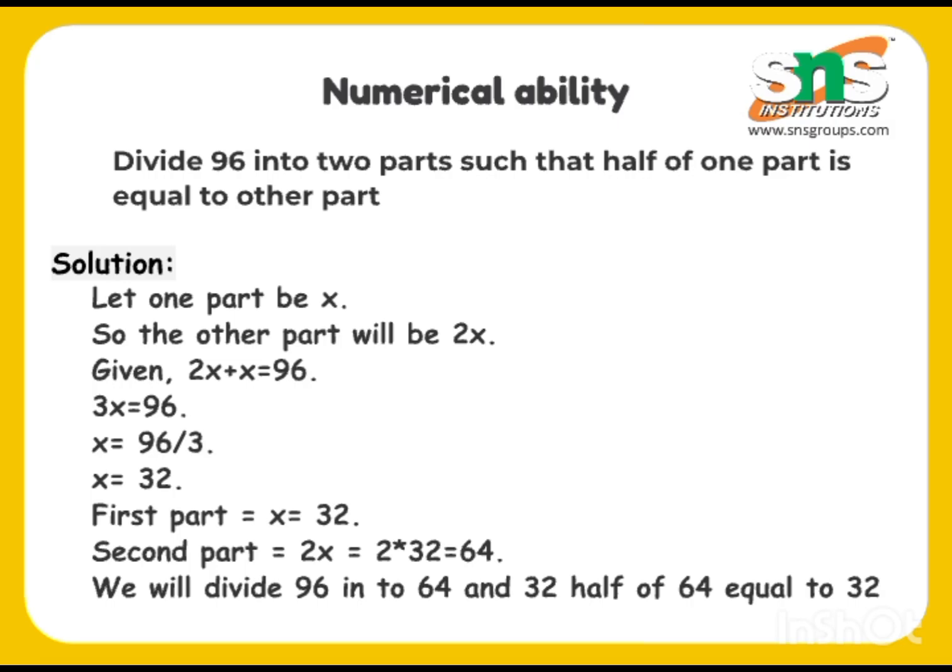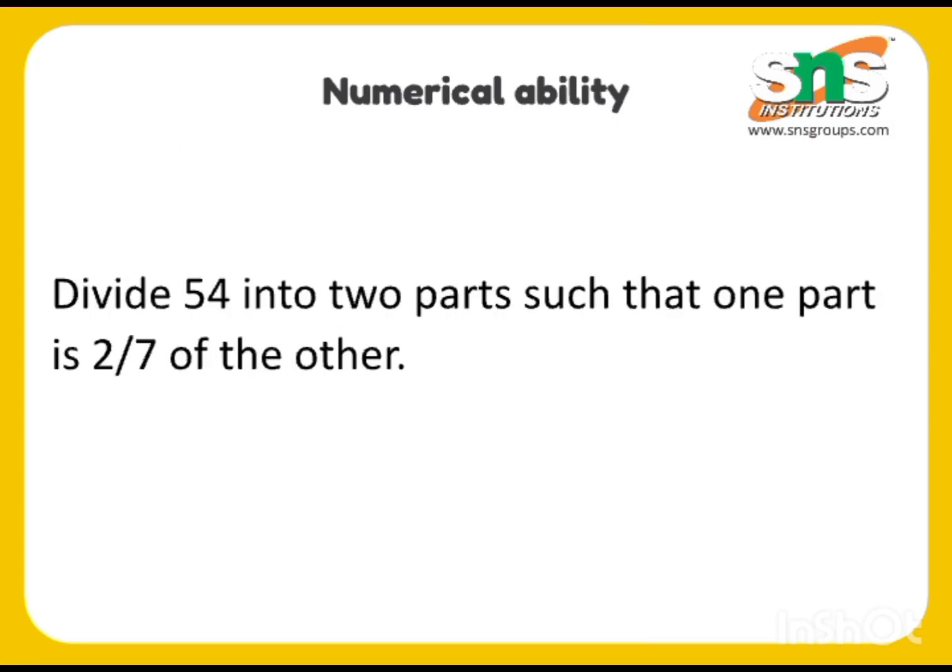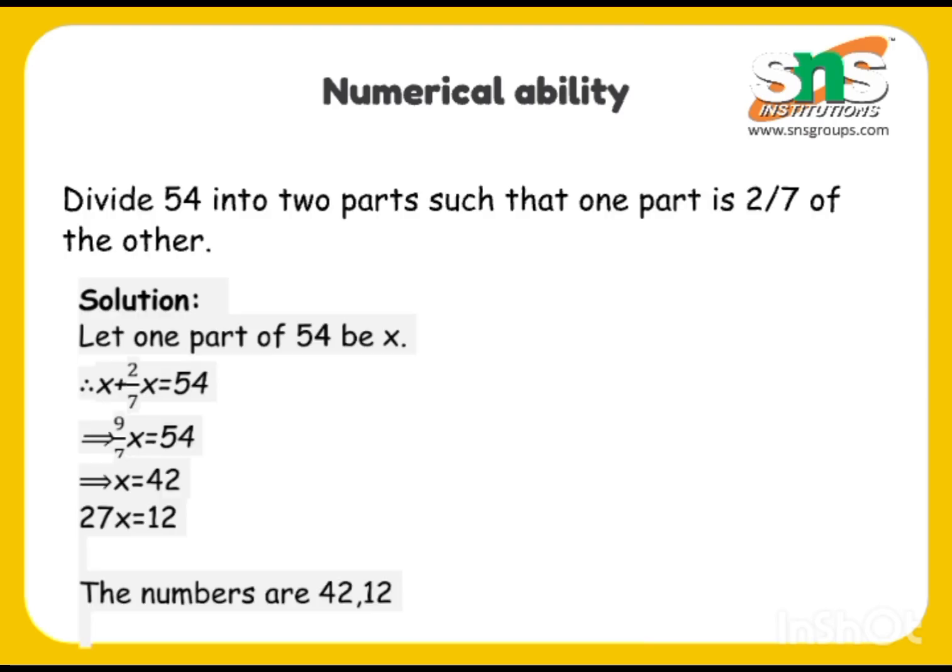Now the next question, one more question. Divide 54 into two parts such that one part is 2 by 7th of the other part. Now this question is simple. You just have to take one number as x, and the other will be 2 by 7th of x. So the question will be x plus 2 by 7th of x is equal to 54. When you take LCM, 7 will go to the other side. 7x plus 2x is 9x by 7, that is equal to 54. 7 goes to the other side, and when we solve the equation, we get the numbers as 42 and 12.